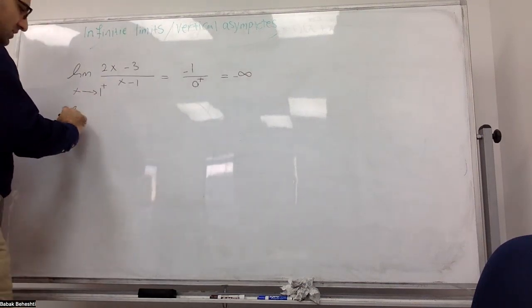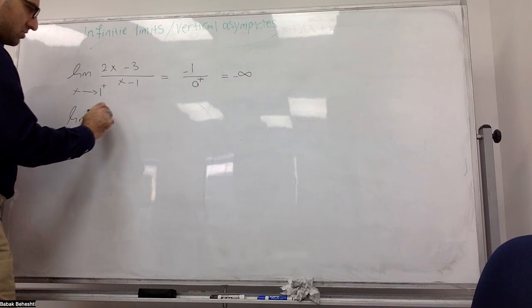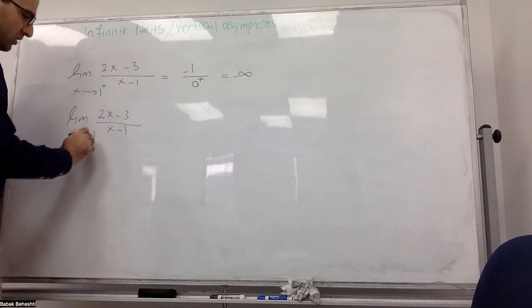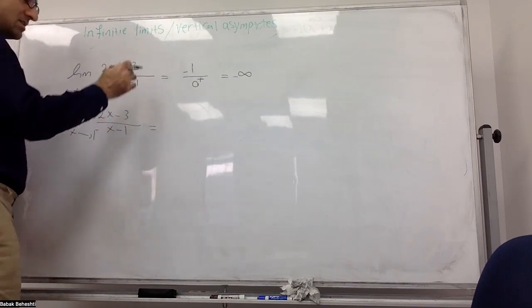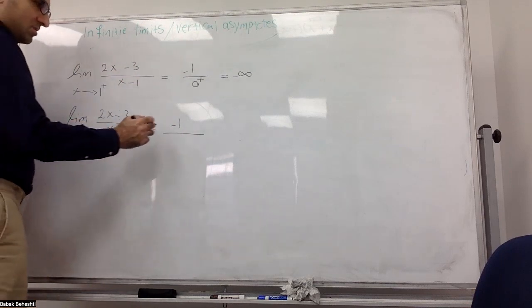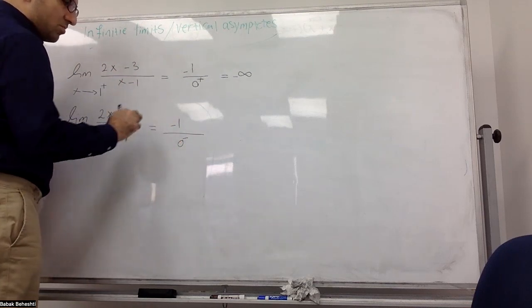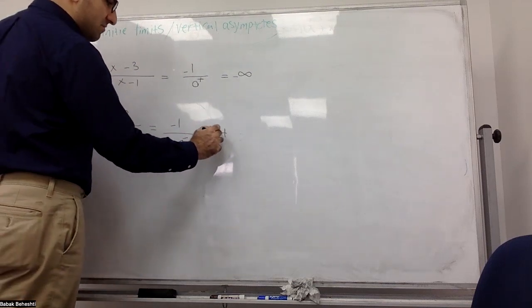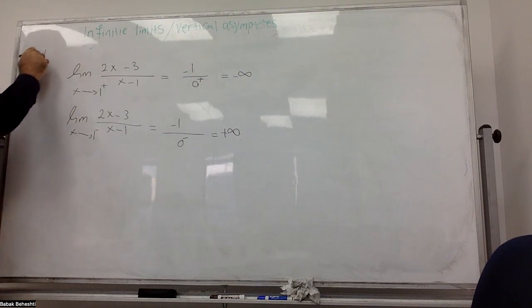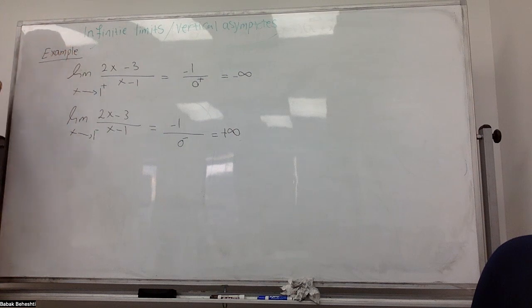And the same limit when x goes to 1 minus, so 2x minus 3 over x minus 1 when x goes to 1 minus. Again, the numerator is -1, but now the denominator would be 0 minus. So -1 over 0 minus is +infinity. So these are two examples of infinite limits.